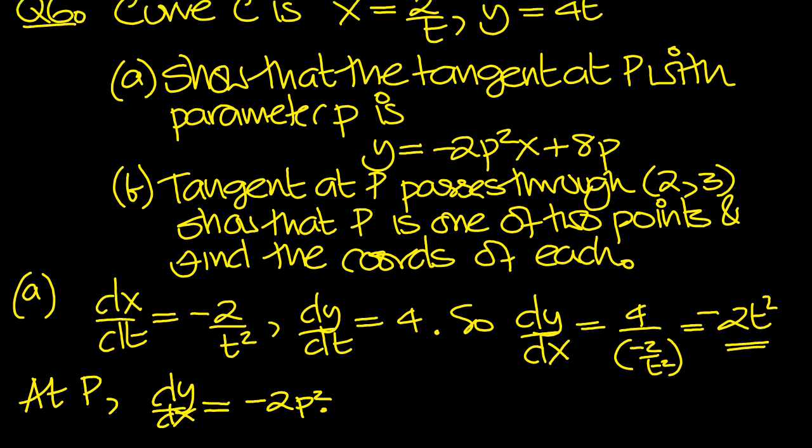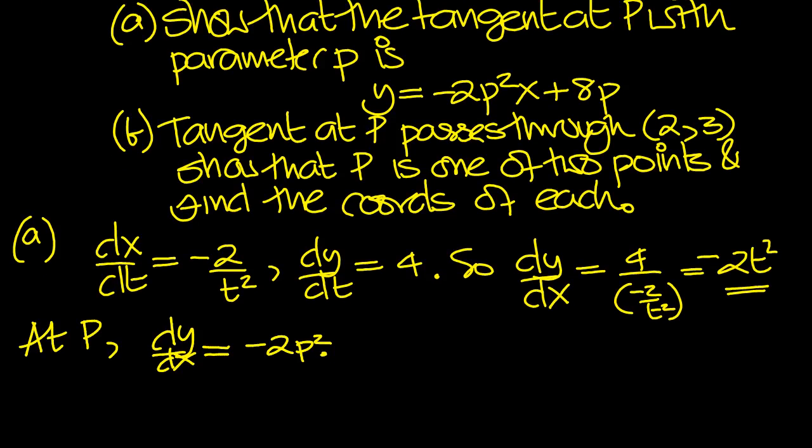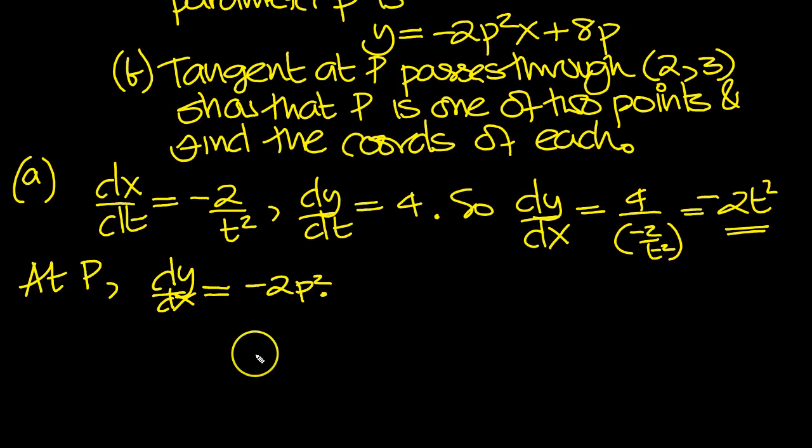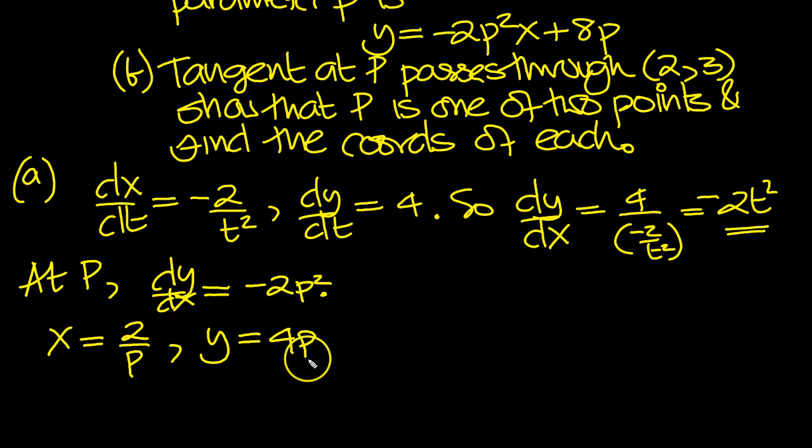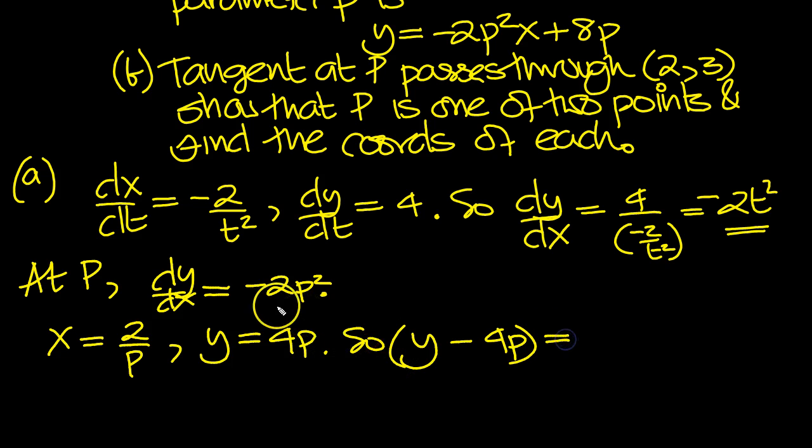So now we can write down the tangent. So at the parameter p, x is equal to 2 over p, wasn't it? y at p is equal to 4p, just letting t equal p. And the gradient is this. So the equation will be y minus this point is equal to the gradient, minus 2p squared, times x minus 2 over p.